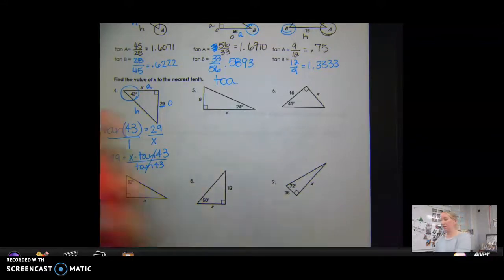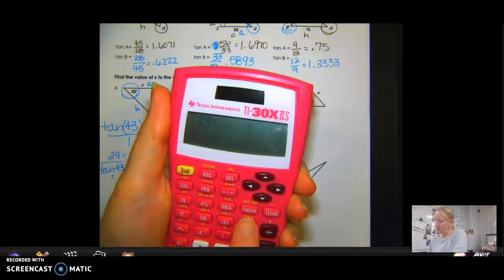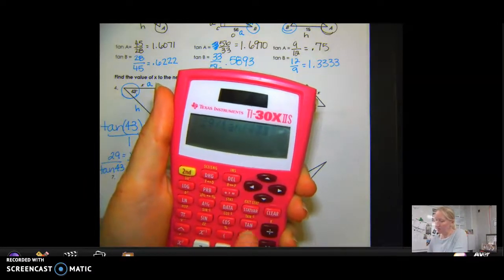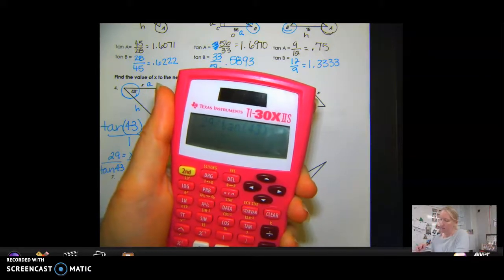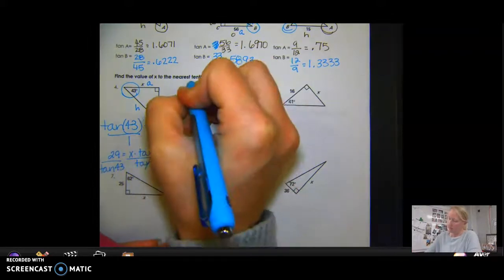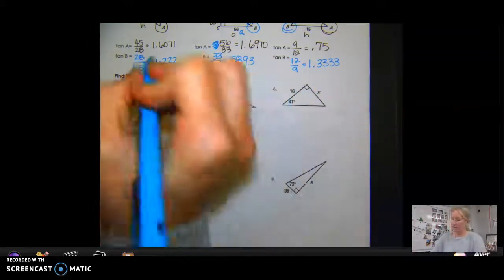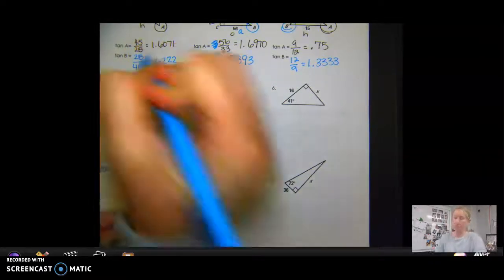That is what you're going to put into your calculator. You're going to do 29 divided by tangent, brings up parentheses, 43 in parentheses, press enter. And you get x equals, it says nearest tenth, so 31.1. What that means is that this length right here is 31.1.